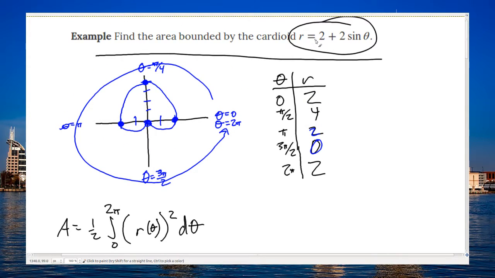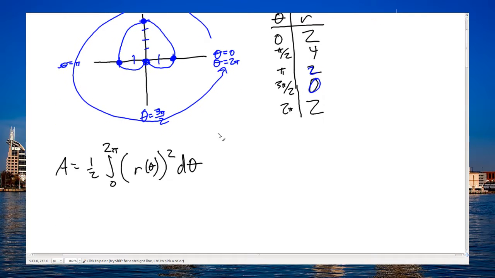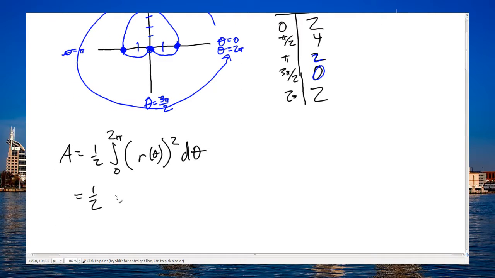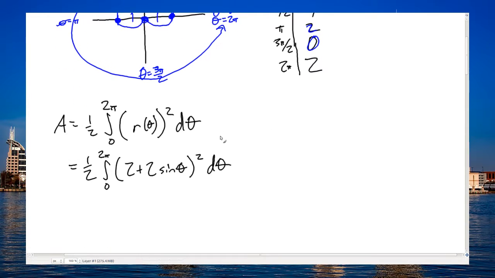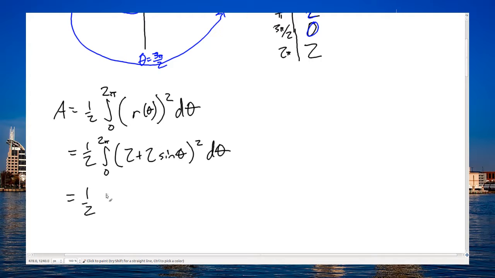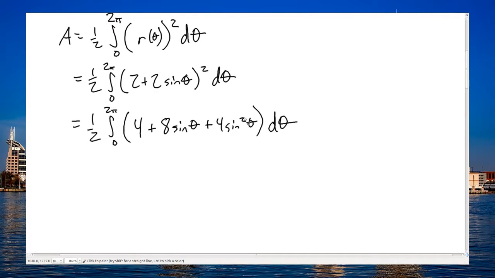Now in this question, r of theta is 2 plus 2 sine of theta. Yep, that'll do it. So let's square it out: 4 plus 8 sine of theta plus 4 sine squared of theta. No way I can integrate the sine squared as it is. I'm about to use the double angle identity.